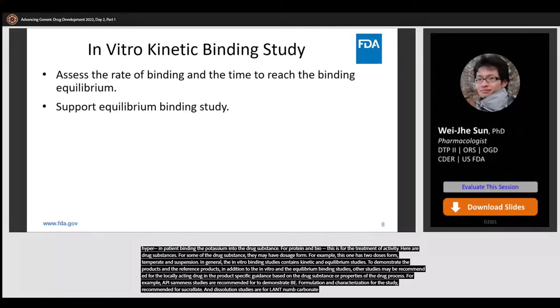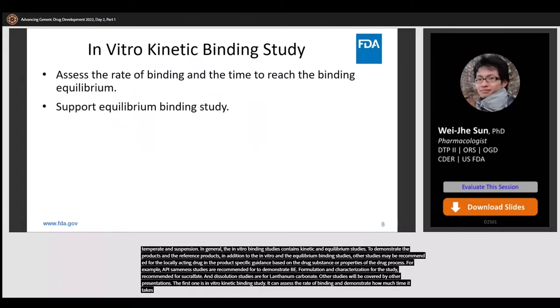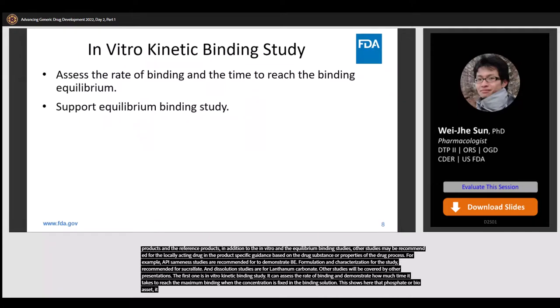The first one is in vitro kinetic binding study. The in vitro kinetic binding study can assess the rate of the binding and demonstrate how much time it takes to reach the maximum binding when adsorbate concentration is fixed in the binding solution. The adsorbate here means phosphate or bile acid. It can identify how much incubation duration is needed for equilibrium binding study, which supports the equilibrium study.